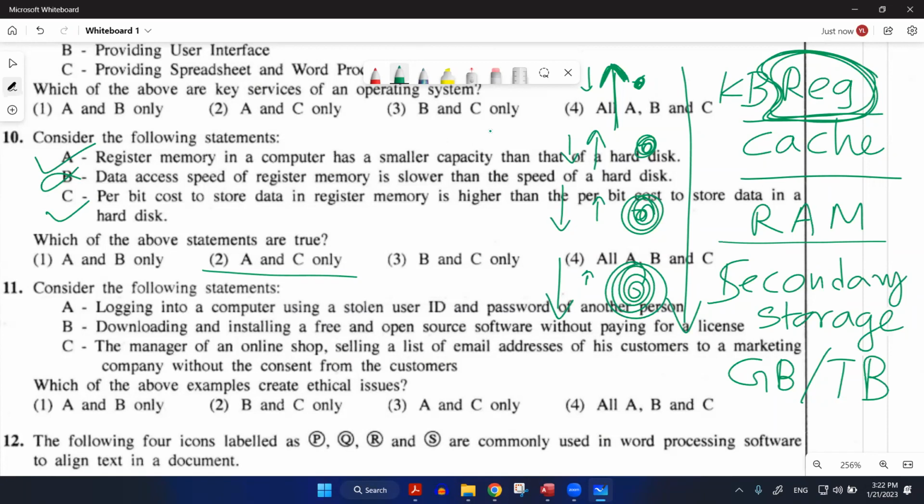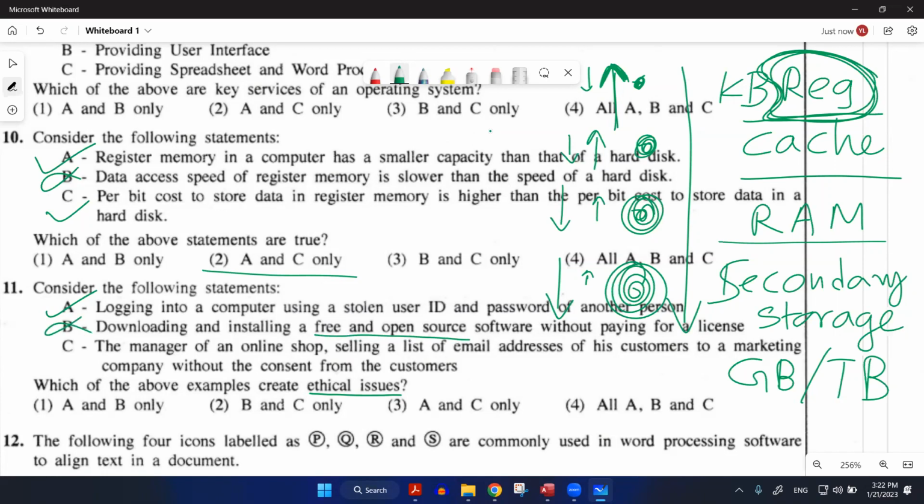So the 11th says, consider the following statements. Logging into a computer using a stolen user ID and password of another person. What they are asking is what creates the ethical issues, right? Not the legal ones, the ethical ones. Logging into a computer using a stolen user ID and password of another person. Yeah, that's going to be an ethical problem. It's correct. Downloading and installing free and open source software without paying for a license. Now, free and open source software does not have any license, so you don't need to pay. So it's not going to be an ethical problem, right?